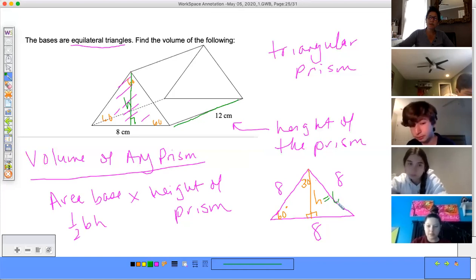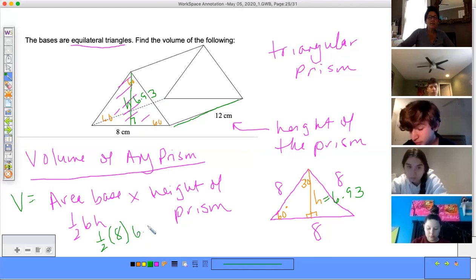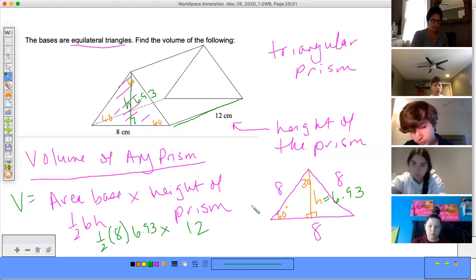6.93 it is. Okay, so the height of this is going to be 6.93. So the volume then is going to be equal to 1/2 times the base, which is 8, times the height of the triangle, right? So that's 6.93 times the height of the prism, which is 12. So your final answer should be times 8.